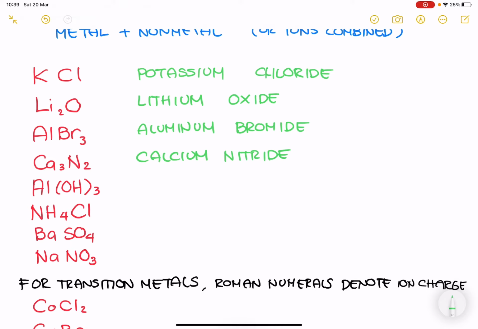Like I mentioned, it is possible to have a polyatomic ion. You just need to state the name of the ions and put them together. Aluminum here is bonded to hydroxide ion, so we call it aluminum hydroxide.